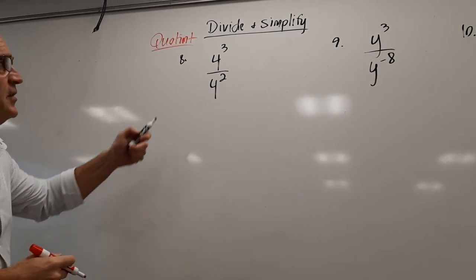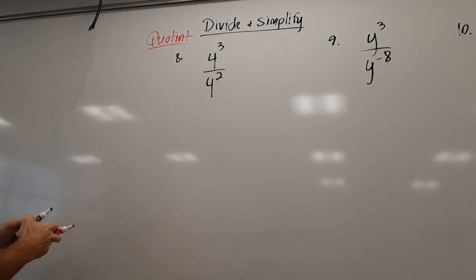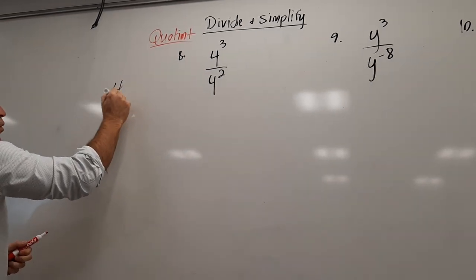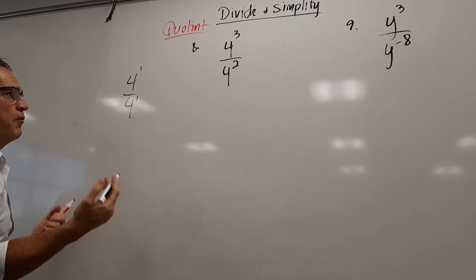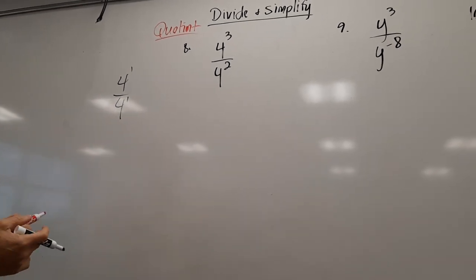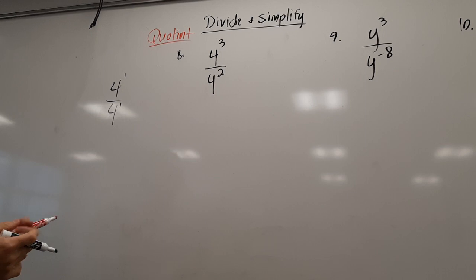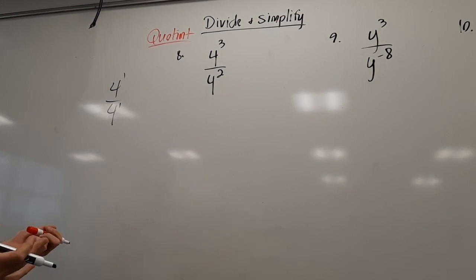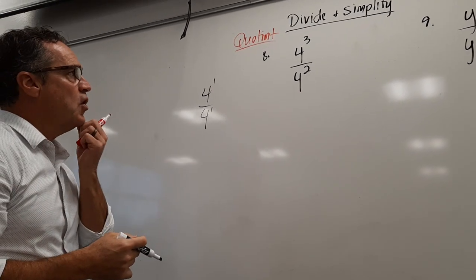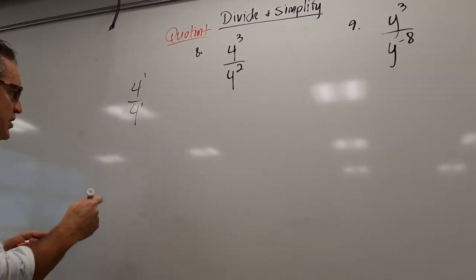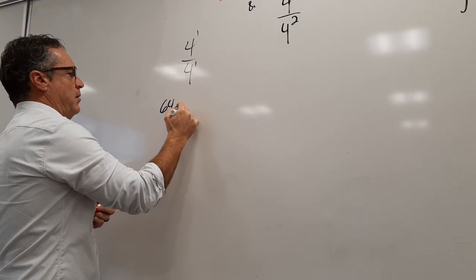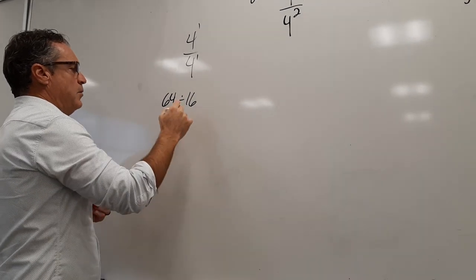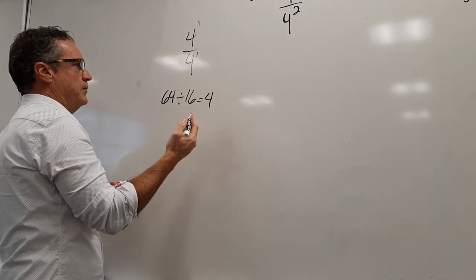Again, this is not 4 over 4. If we had 4 over 4, we would just have 4 to the 1 over 4 to the 1. That would equal 1. It's 4 to the 3rd over 4 to the 2nd. Ultimately, if we were to multiply those out, 4 times 4 times 4 would be 64 over 16. If you took 64 and you divided it by 16, it equals 4. And you could do that on a calculator.